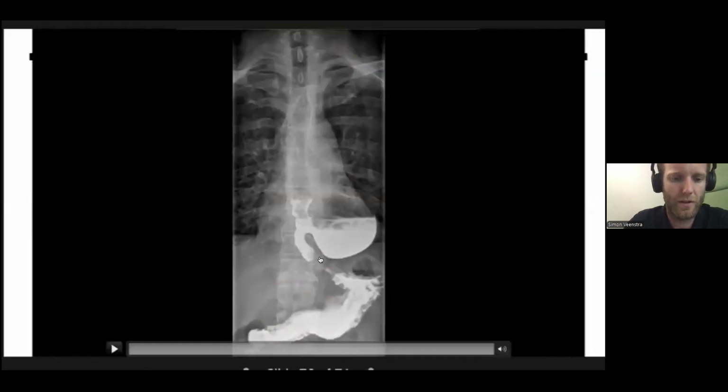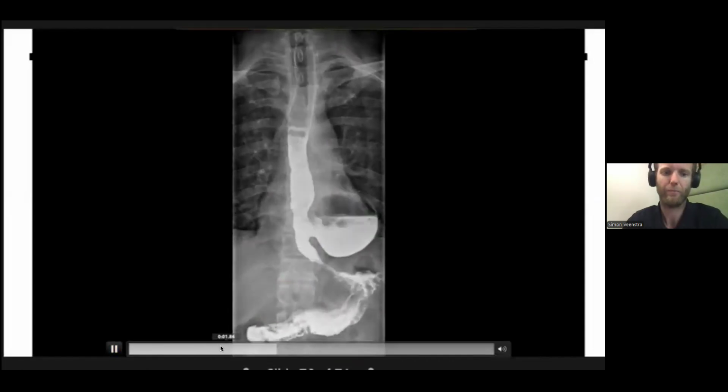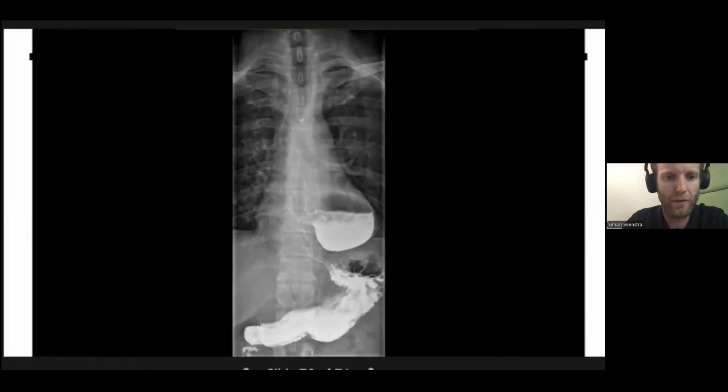Sorry. And this is the swallow, and one can see how much contrast is retained in there. So just briefly, there are two broad causes of diverticulum, and they're classified into traction and pulsion. Traction usually is a result of external pathology pulling on the esophagus, and pulsion is where there's increased pressure pushing out, very, very briefly.